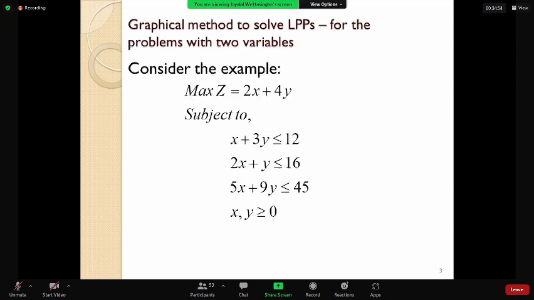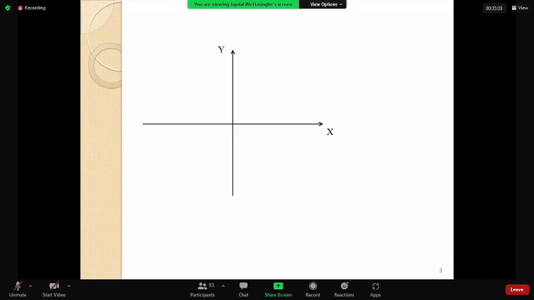Now, according to our question, we have a condition that x and y are positive. Therefore, this is the xy plane that we are using. But according to our question, x is positive and y is positive, so both x and y are positive. Our graph should be on this area only, because this is the only area where both variables have positive values.